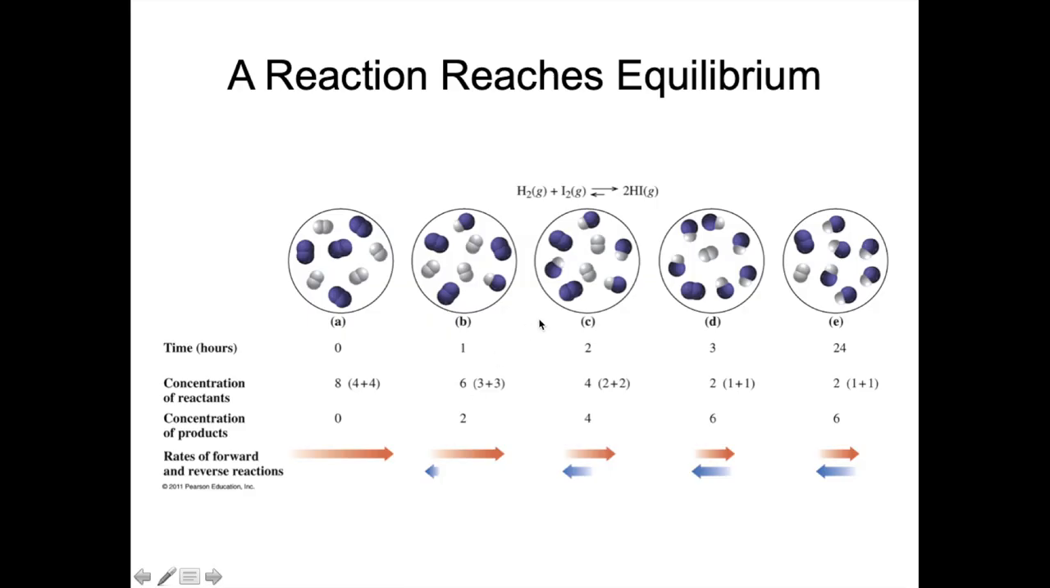Let's go forward in time a little bit more. Now, again, because that forward rate is still fast, you're going to start making more and more hydrogen iodide molecules, as you can see here. So that means that reverse rate is going to keep on picking up. But to do that, you're using up hydrogen and iodine. And notice we have fewer of those molecules floating around here. So that forward rate is going to decrease.